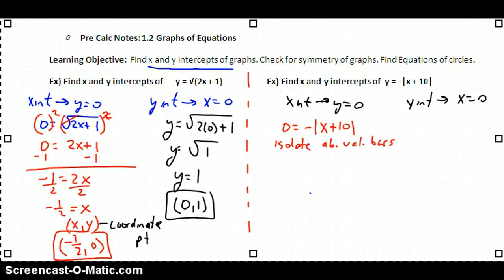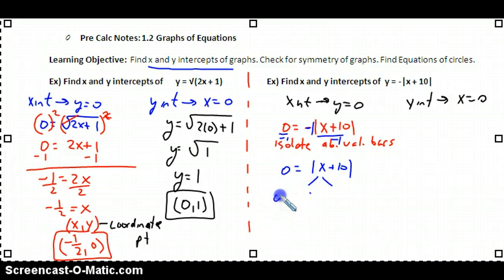So right now what I have in front of here is really a negative 1. So to get rid of that, I'd want to divide by negative 1. So now it's just the absolute value of x plus 10. And then to solve that, you would have to now write your two equations. So make sure if you have a number out in front of the absolute value bar, you get rid of it by dividing, in this case because it was being multiplied by negative 1.